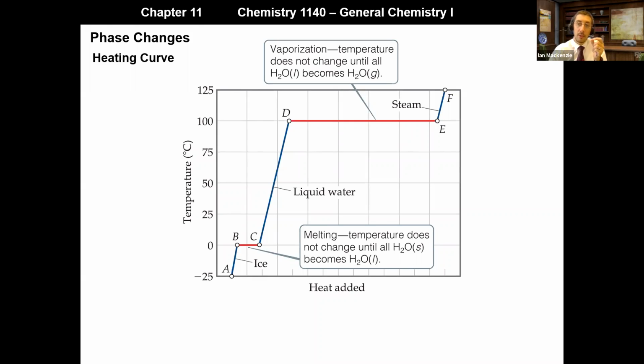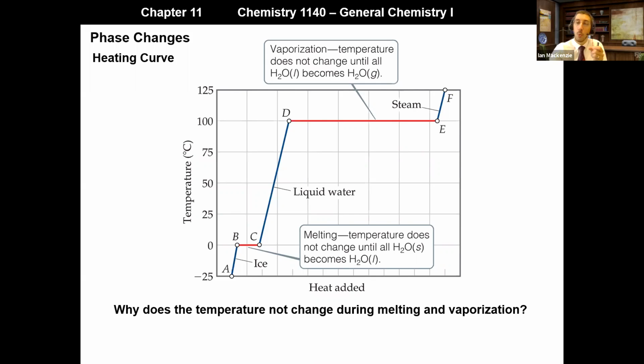Now, when we begin to melt, we can add more and more heat to the system, but the temperature of the system will not change. So why does the temperature not change during melting? And then we see a similar case where the temperature does not change from 100 for a long time till we finally hit point E, and then it will begin to increase again.